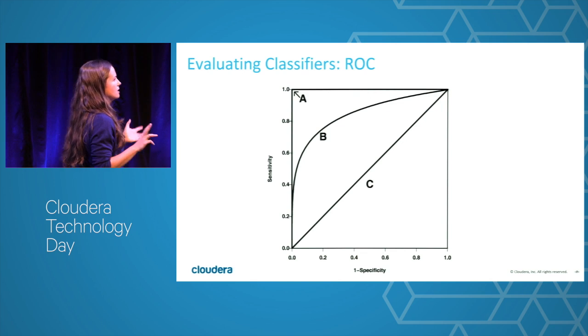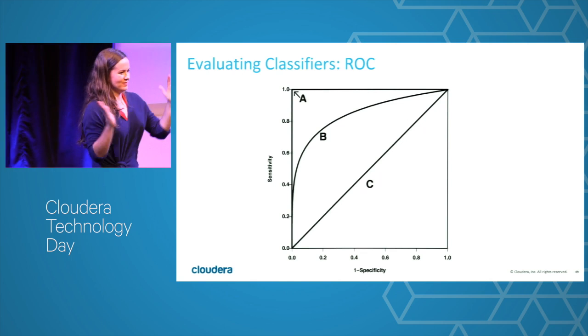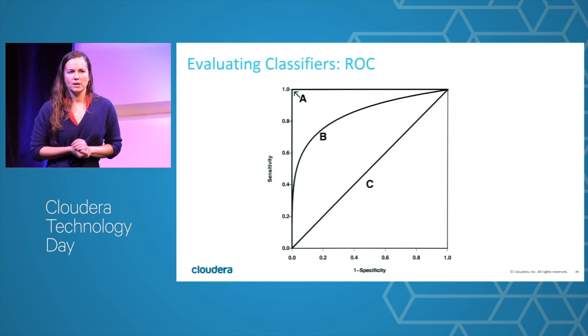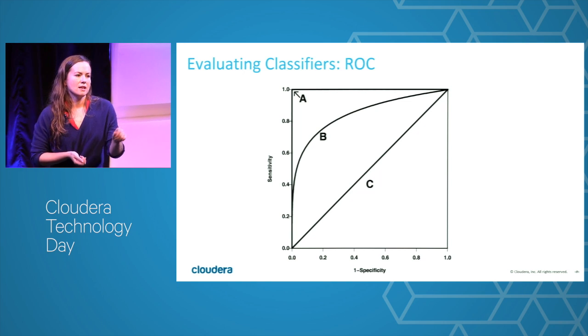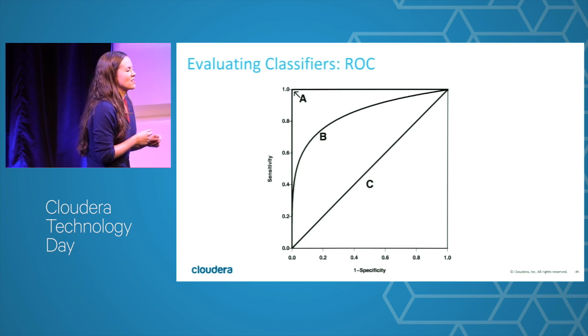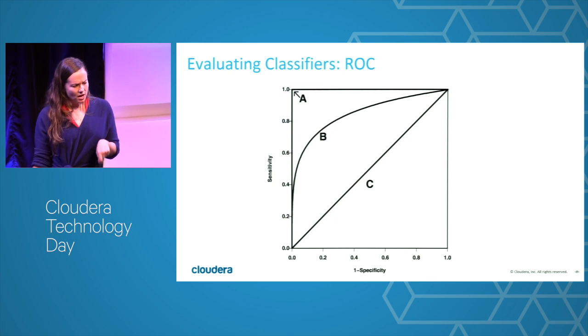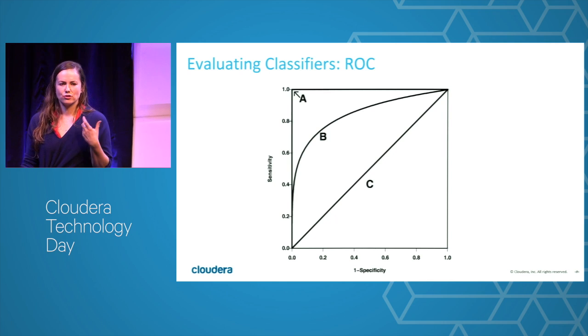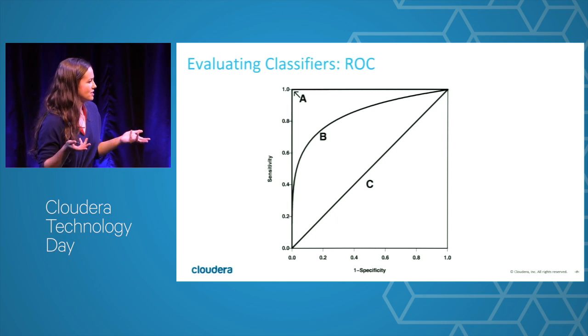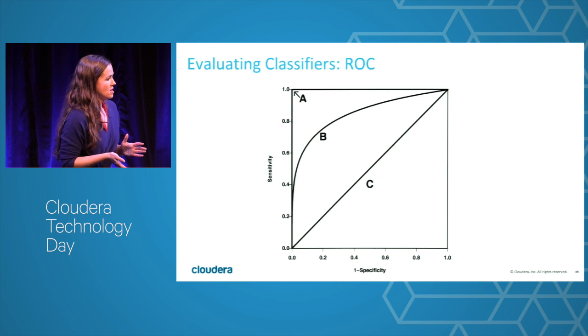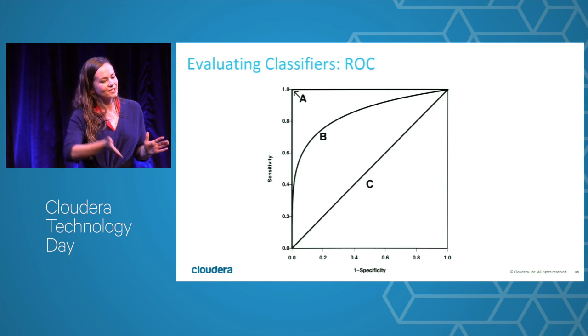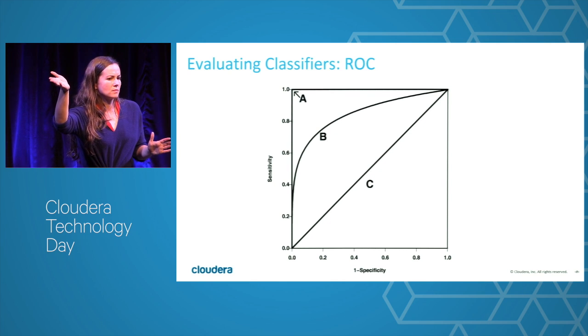And so I think it's easiest to understand this graph in terms of the extreme cases. If we had a perfect model that immediately had a perfect true positive rate and no false positives, we would have a line that looked like A. If we had a completely random model where the true positive rate to false positive rate trade-off was always about the same, then that's like that diagonal line C that we see across it.